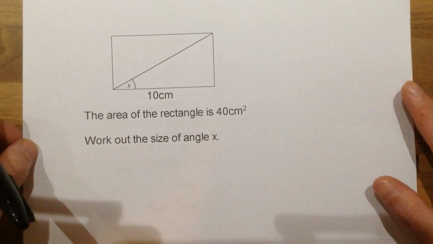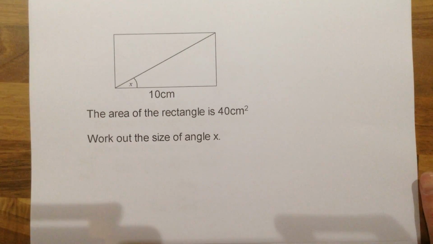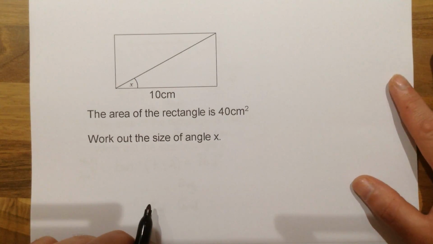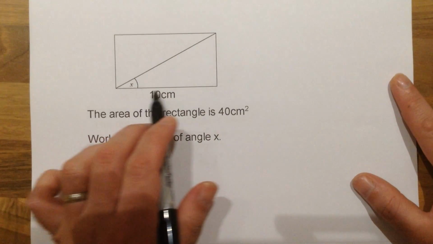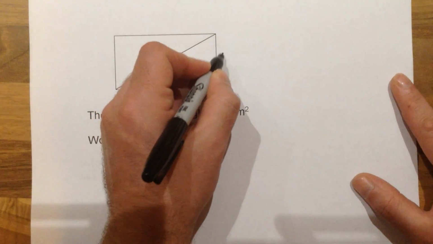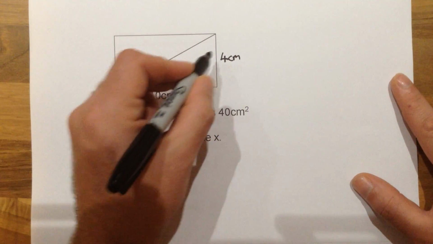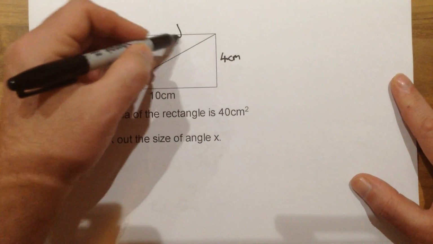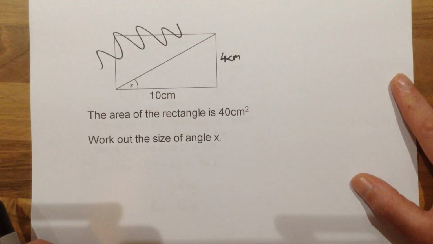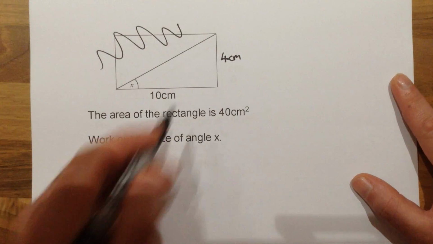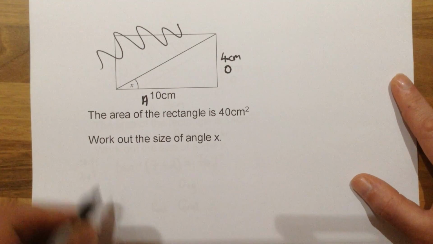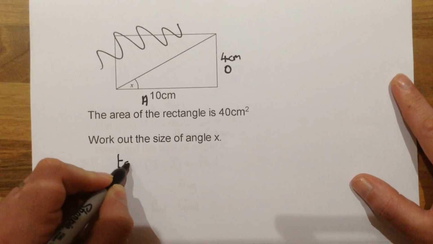We've got one more example of that question. So here we've got 40 centimetres squared as the area. So if this side is 10, this side is going to have to be 4, because 4 times 10 gives us 40. Now ignoring the rest of the shape and focusing just on the triangle, again we have opposite and adjacent, so we are using tan again.